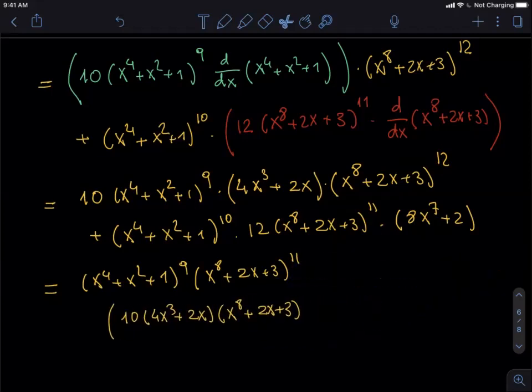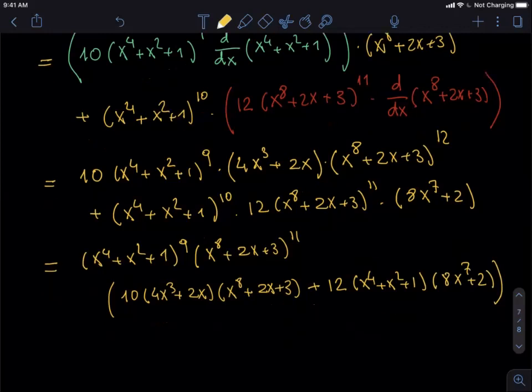Okay, I need more space here. Plus 12 times x to the power 4 plus x squared plus 1, because this is a power 10 and we have pulled out the power 9. And then here we have the x to the 8 plus 2x plus 3 to the power 11 that goes out, times 8x to the power 7 plus 2. And we may want to try to simplify this further, but I would say this is fine. Okay, we can leave it here.